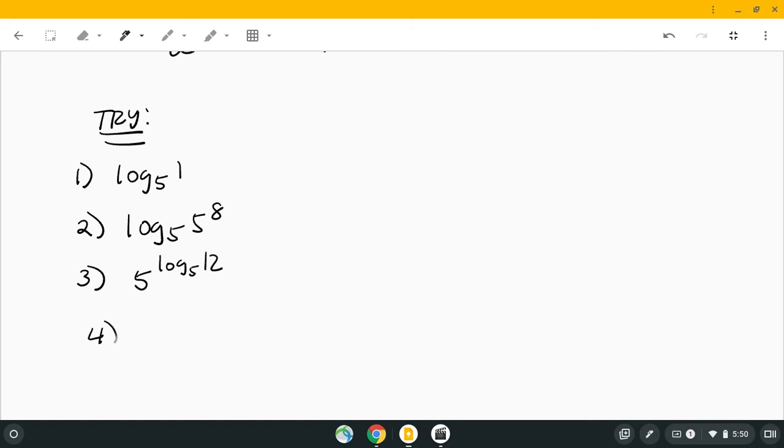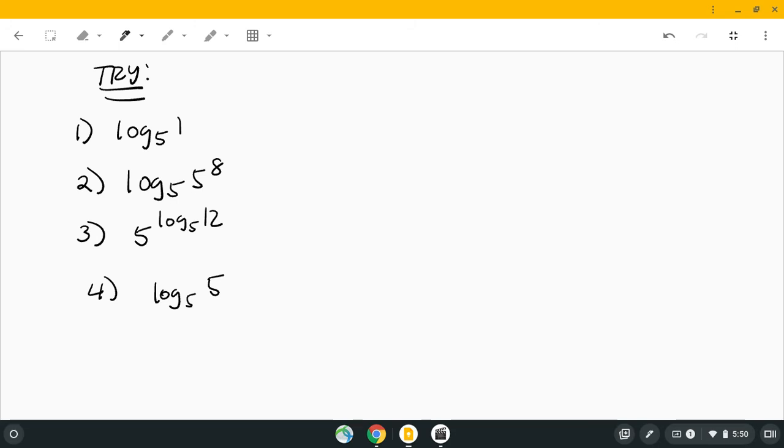So try these. 1, log base 5 of 1. 2, log base 5 of 5 to the 8th. 3, 5 to the log base 5 of 12. And number 4, log base 5 of 5. Okay, hit the pause button.